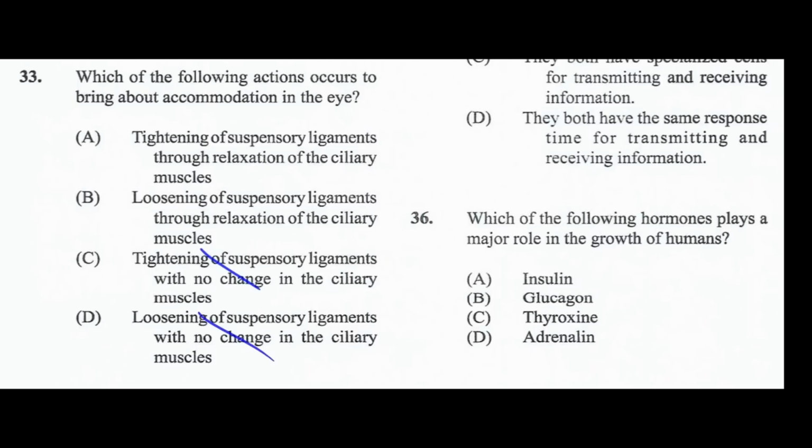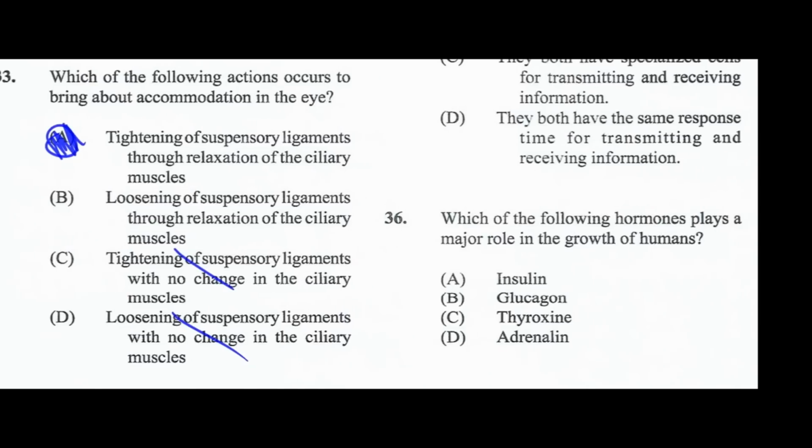Alright, the ciliary muscles do change, right? So it's either it tightens or it loosens. When the ciliary muscles relax, the suspensory ligaments are pulled and tightened in order to change the diameter of your lens. So the answer is A. As I said, rule out the ones that are definitely not correct and give yourself a 50% chance of getting the answer right rather than 25%, right?